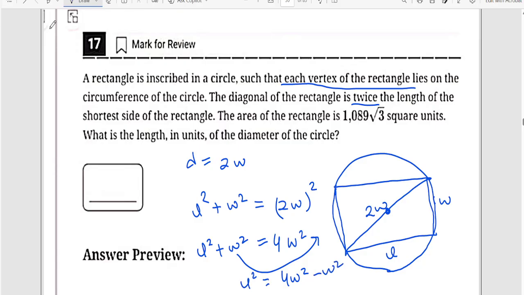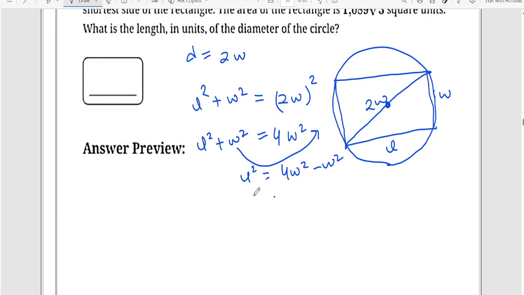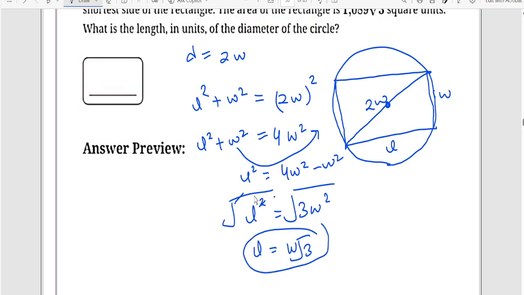Now let me just go down. So I will get l square equals 4w square minus w square, which is 3w square. Now I square root both sides, this cancels out, and I get l equals square root of 3 times w, because w square will come outside the square root as w, right? So this is my length.